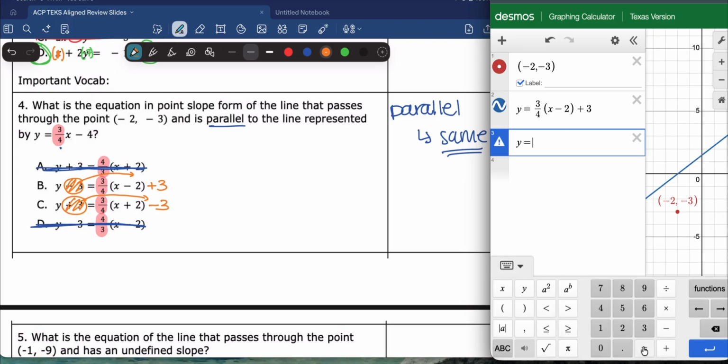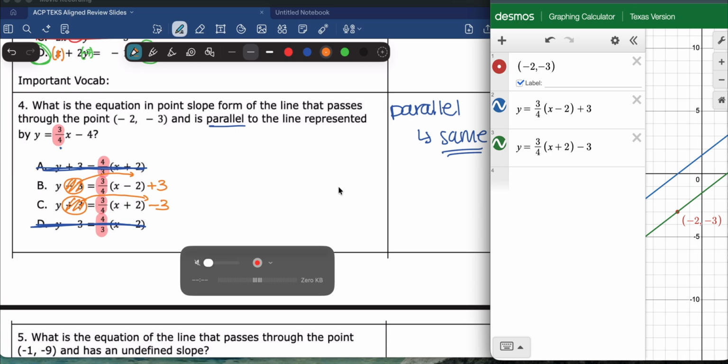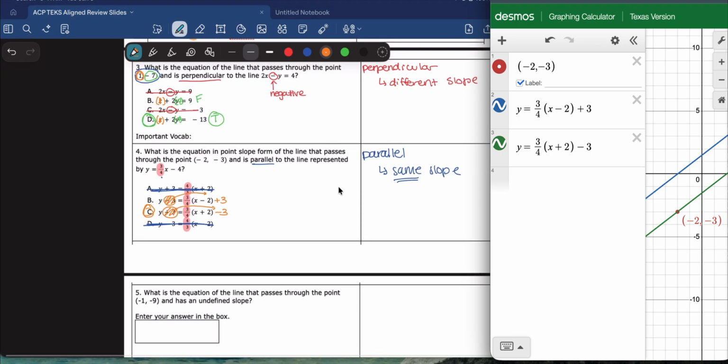Y equals 3 over 4. Click to the other side. X plus 2. And then minus 3. That green line does go through my point. So my answer would be C. All right.